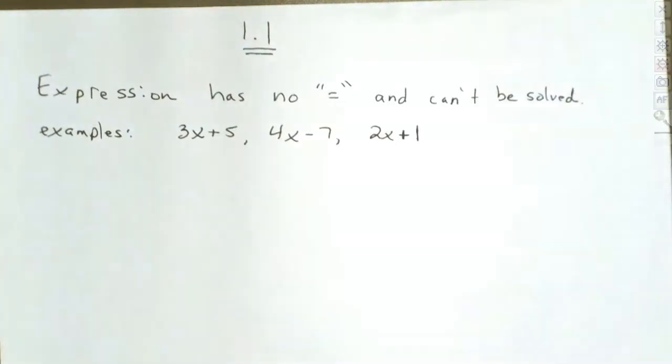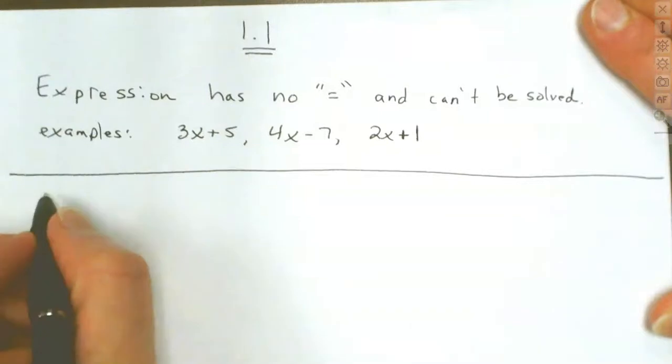When I give you definitions, I try to make them as simple as possible. Sometimes when you read the textbook, they give you a hard to understand definition. And so I try to put the definitions in my own words and something that you can actually understand. So that's an expression. So no equal sign, we can't really solve it. We might be able to combine like terms together and simplify it, but we can't find the value of x.